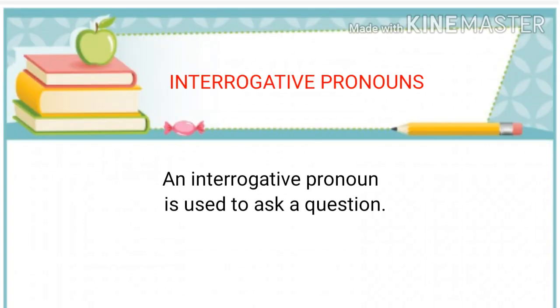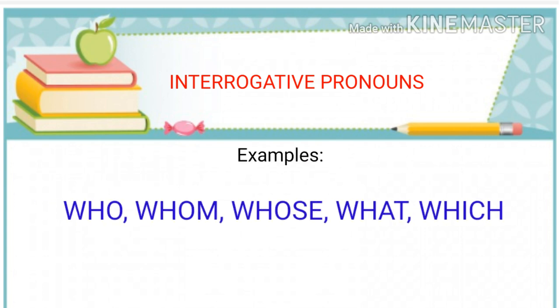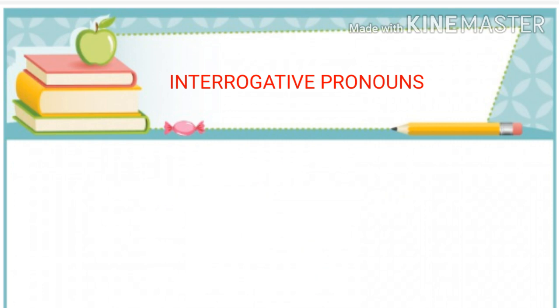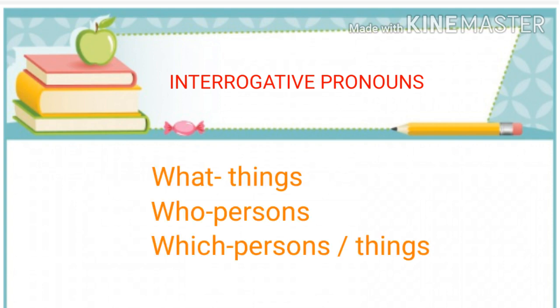Interrogative pronouns. Pronouns used in asking questions are called interrogative pronouns. Example, who, whom, whose, what, which. What did you do? Who wants to join the party? Which is your pen? Whose is this pen? Whom did you meet? Remember, what is used to refer to things, who is used to refer to persons, and which is used to refer to persons or things.